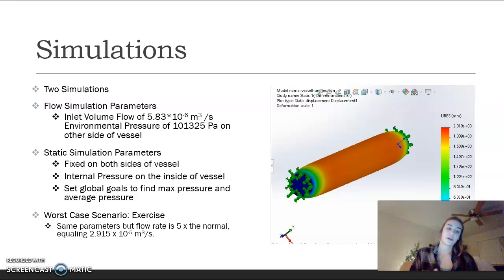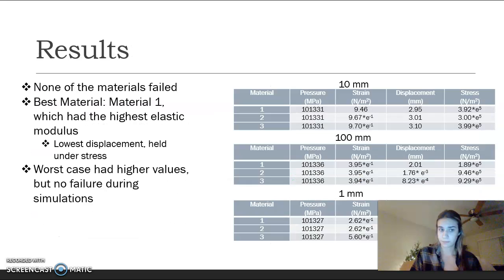And then for my worst case scenario here, I'm going to talk about it a little bit more. So for our worst case scenario, it's going to be 5 times the flow rate, which I found to be what our body goes through when we start exercising and start moving. Our blood flow will increase to about 3 to 4 times our average blood flow. And when I'm doing that simulation, the only thing that will change will be the flow. Everything else will be the same. The environmental pressure and all the parameters are going to be the same, just the flow is going to change.